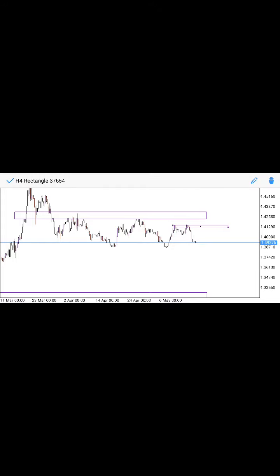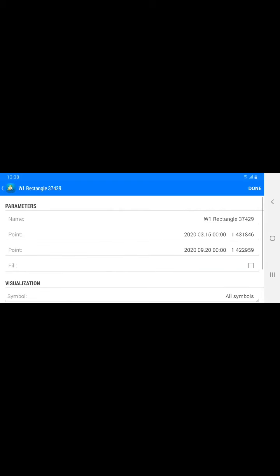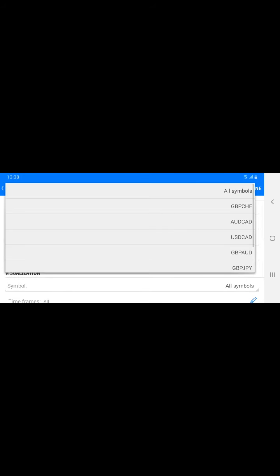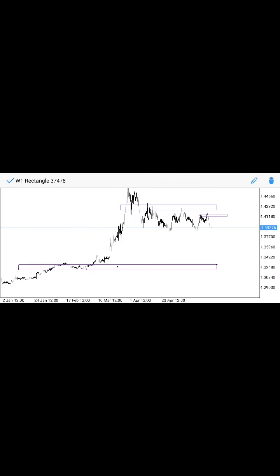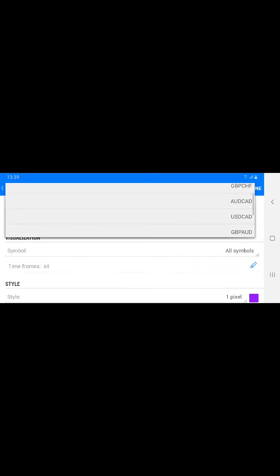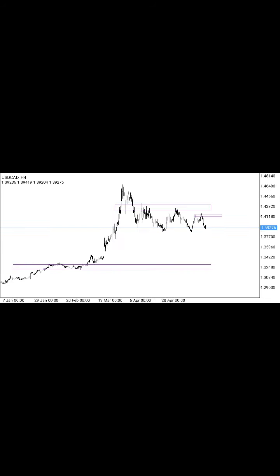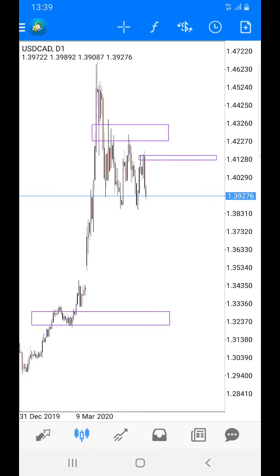So I'll just mark this one first, bear with me for a while, so that it does not get mixed up with other pairs. I don't need to mark whether it's on weekly or daily or what, as long as I know it's a zone and I know what zone that is. Below demand, up supply, middle entry, that's all. Okay, so USDCAD analysis done. So now let's go to Euro USD.